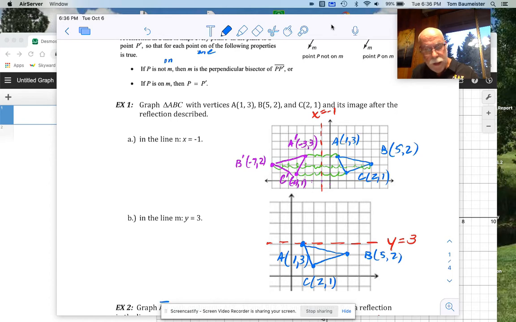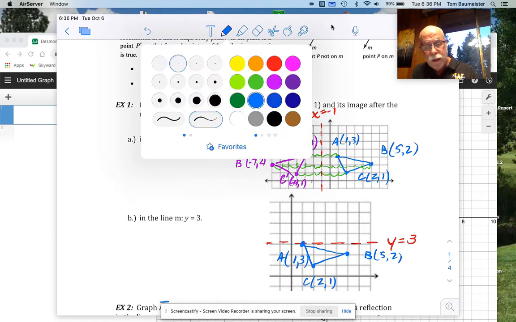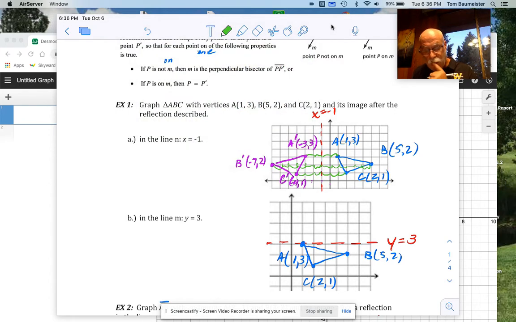So again, same kind of thing. I'm going to start with B. With B, I'm going to go up 1. So that means I have to go up 1 more, and that's where my B prime is going to be. Again, from the origin, so 1, 2, 3, 4, 5 over, up 1, 2, 3, 4. So this one here is actually 5 and 4.